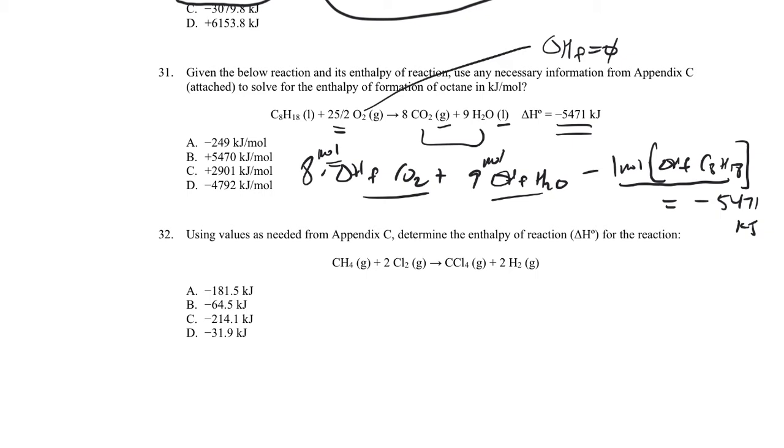For 32, we would also be looking up these delta HF values. So we'd be taking CCl4 plus 2 times 0. So we get a delta HF of 0 for H2, the same for chlorine, because those are elements in their standard state. And then we'd look up the delta HF of CH4.